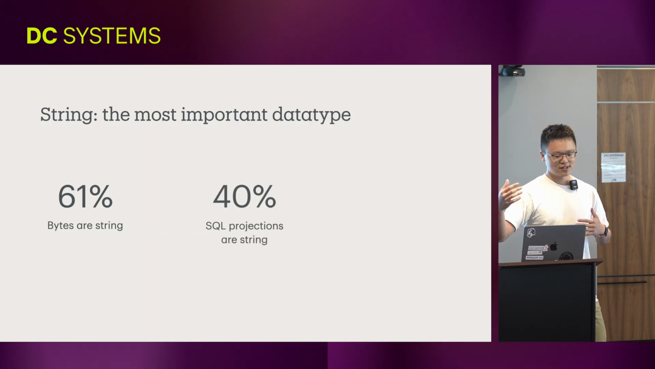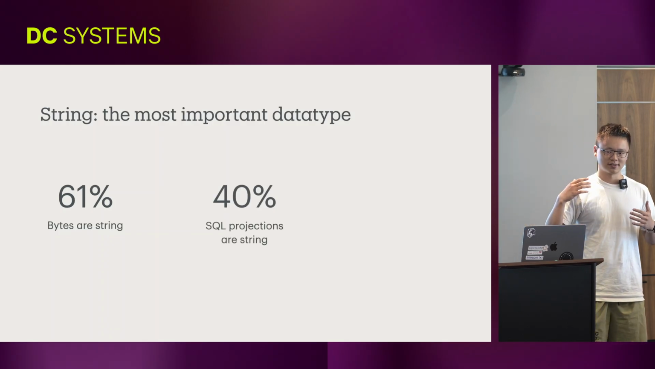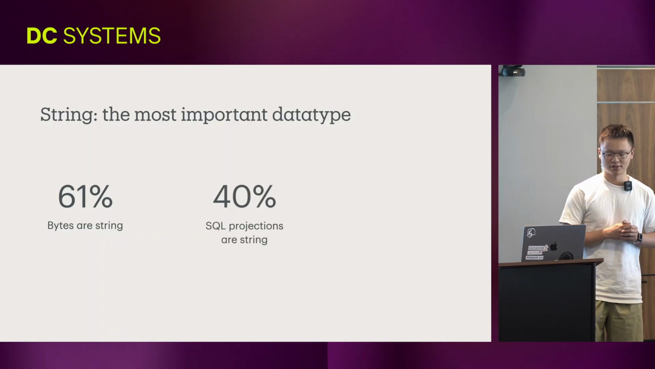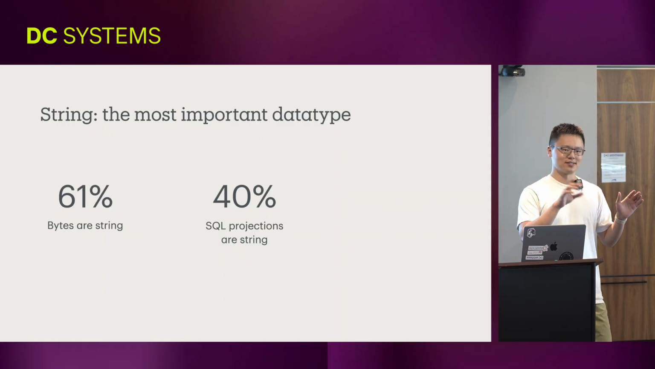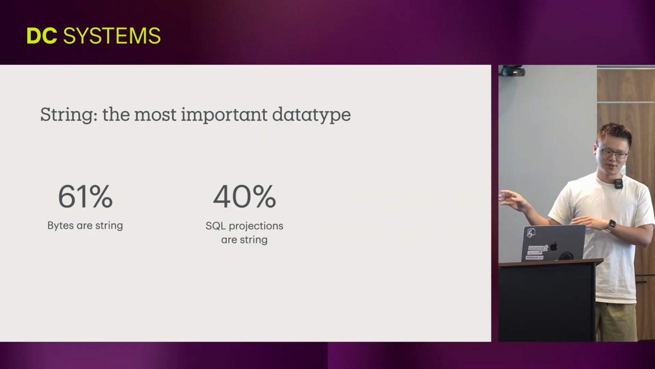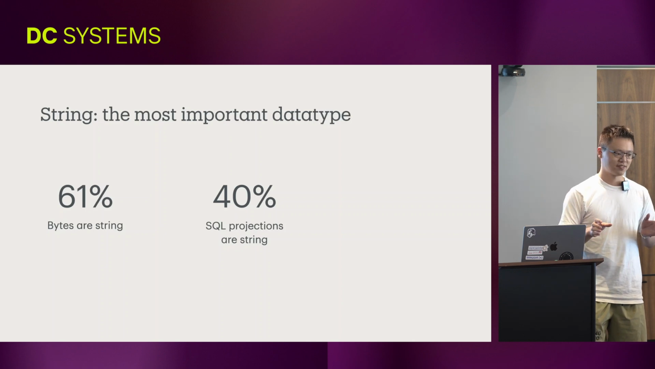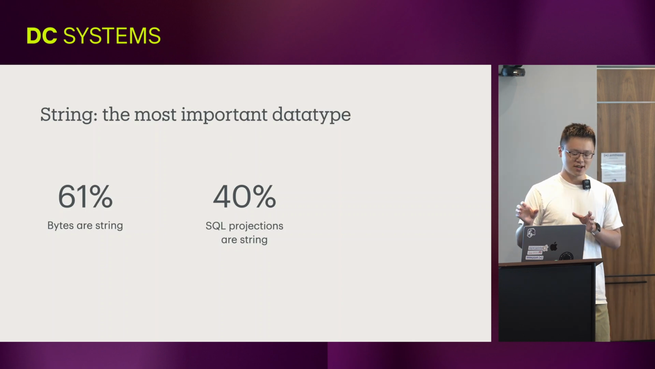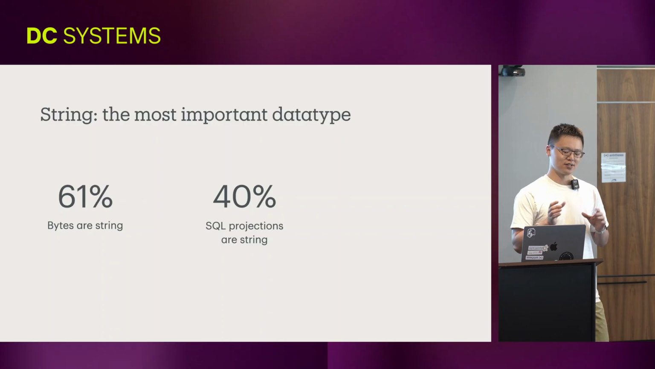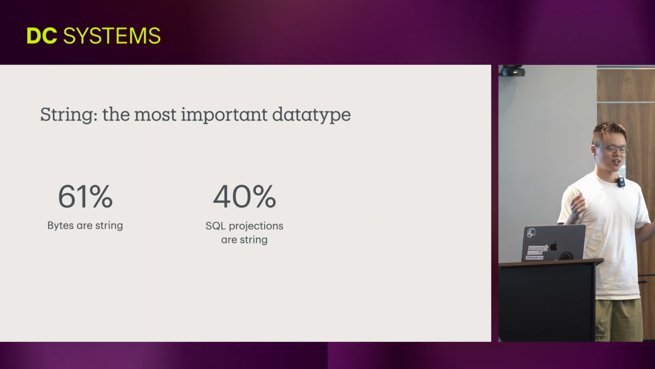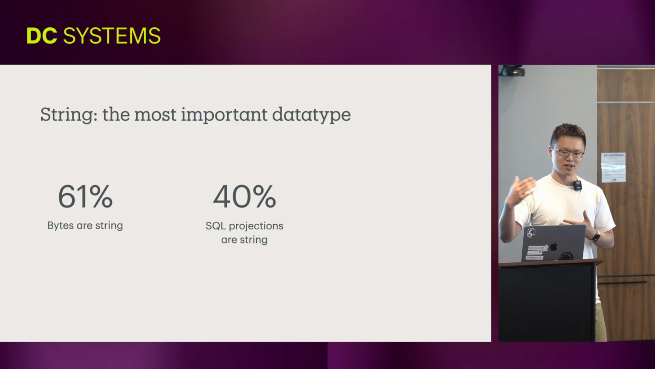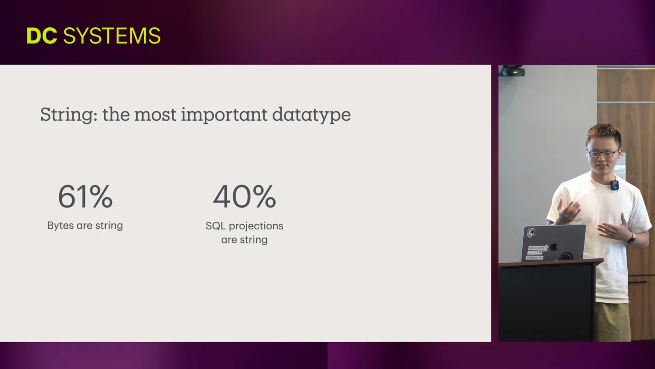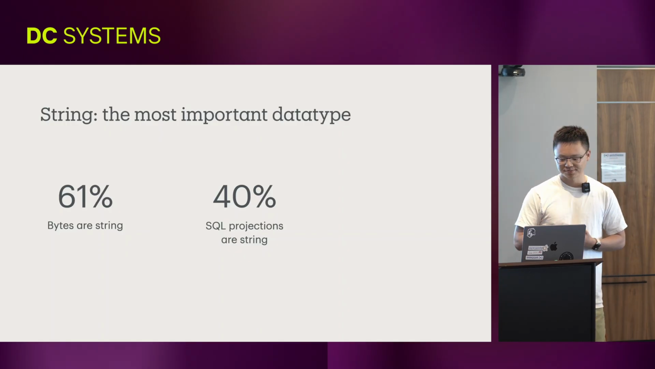We also studied how many columns are read in the SQL queries. The SQL projection here means selecting some columns from the table, and we find that 40% of the columns people select are string columns. Considering string columns are usually much larger than, for example, integer columns, the actual data coming out of the string selection is much larger.